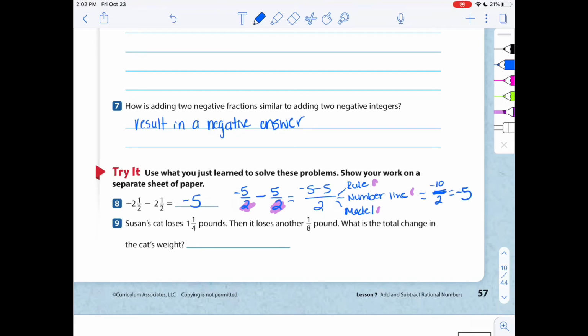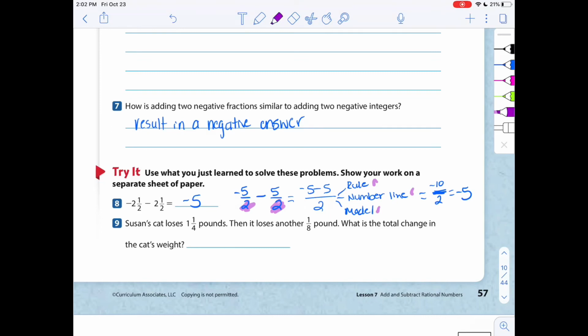Number 9, Susan's cat loses 1 1/4 pounds. Then it loses another 1/8 pound. What is the total change in the cat's weight? So we want to be careful here.